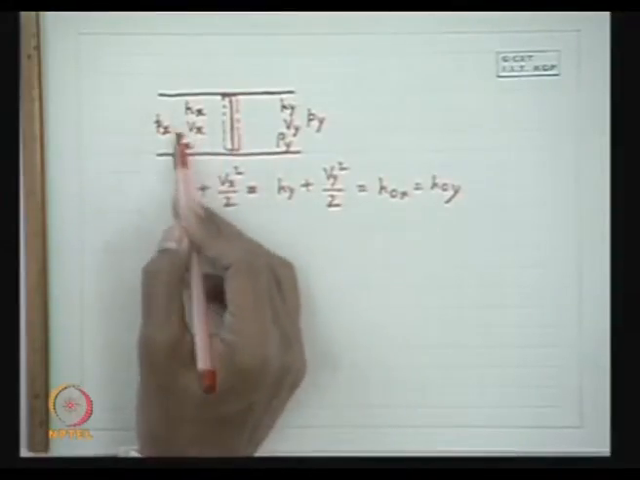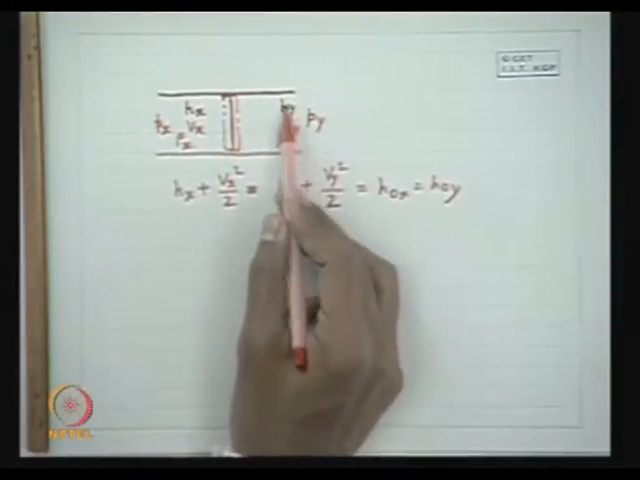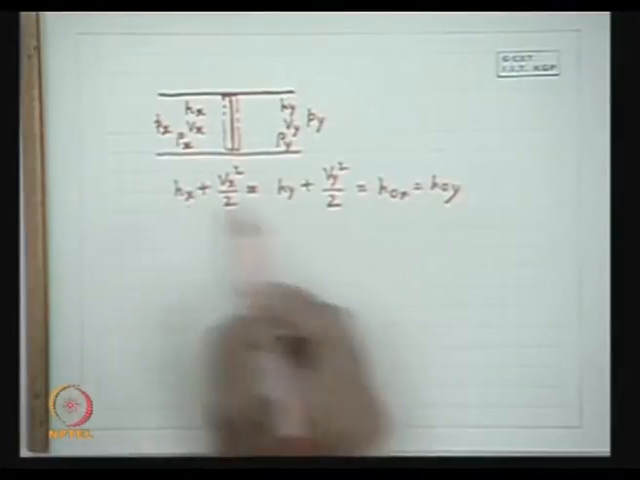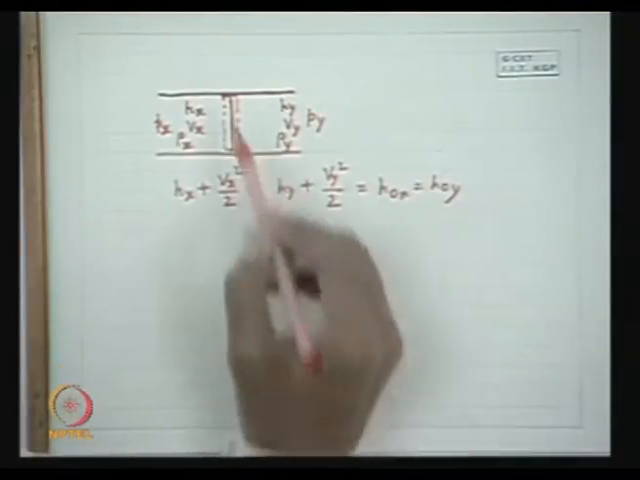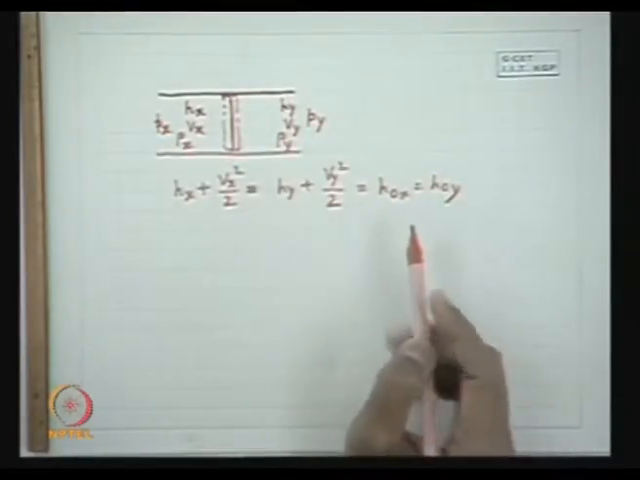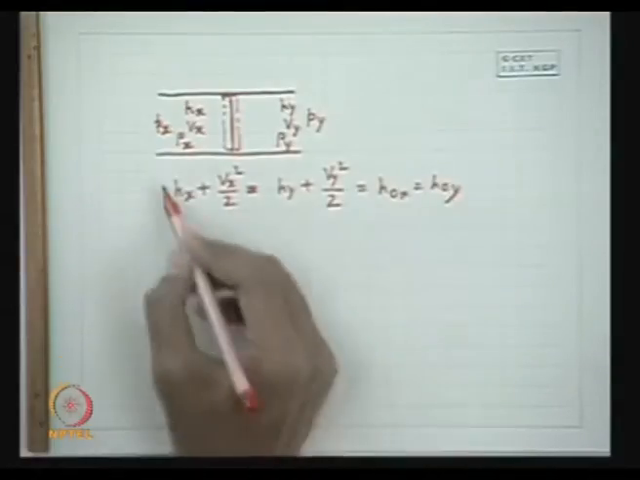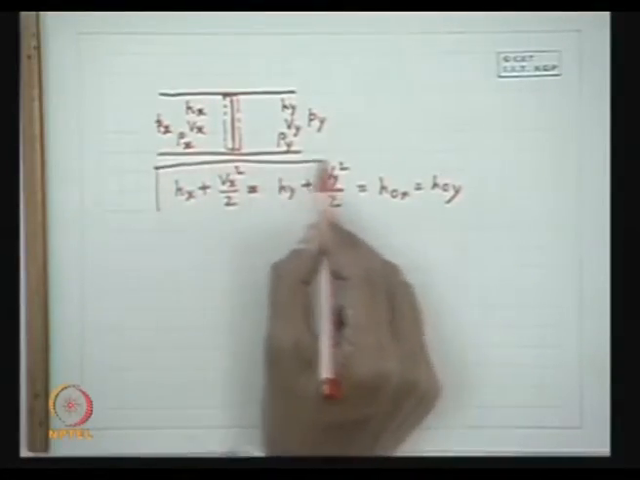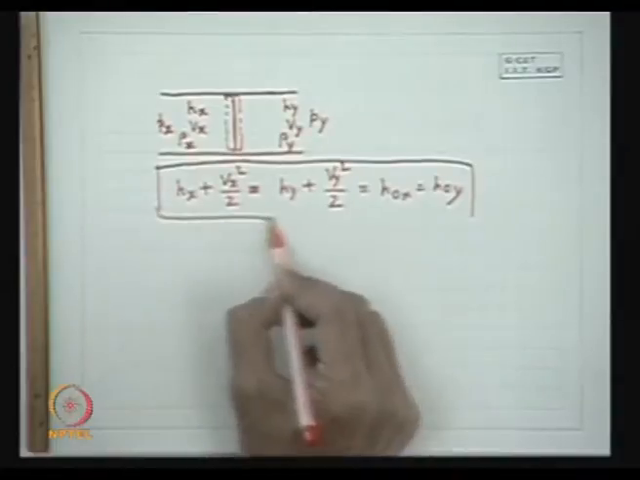which means the stagnation enthalpy corresponding to the situation at upstream x is equal to that corresponding to the situation y, because stagnation enthalpy will change only when there is an energy addition or energy depletion. Either energy is added or energy is extracted. Otherwise, this will remain the same. This is a very important equation. This is the energy equation.